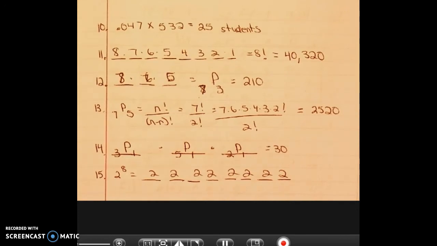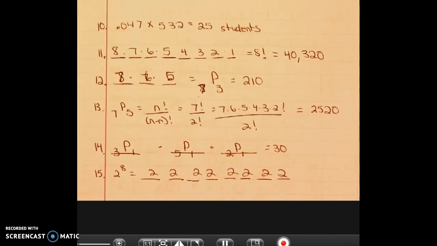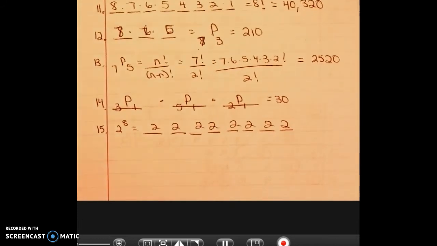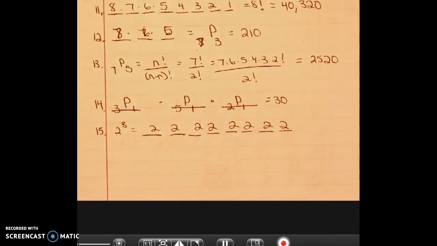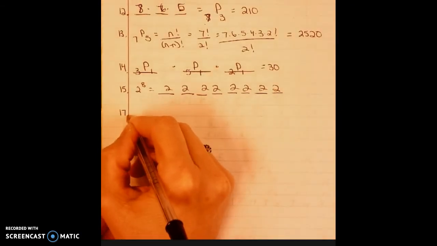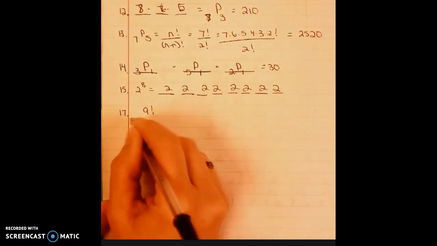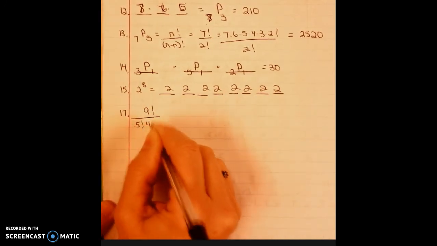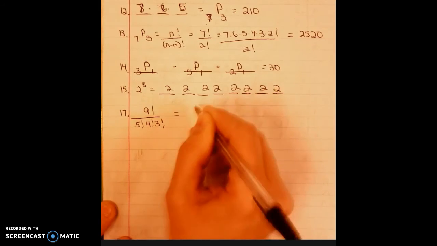Alright, moving on to question number 16. It says evaluate without using a calculator. I think 16 you can quickly do. I'm going to skip and take a look at 17. So 17 is 9 factorial over 5 factorial, 4 factorial, 3 factorial.